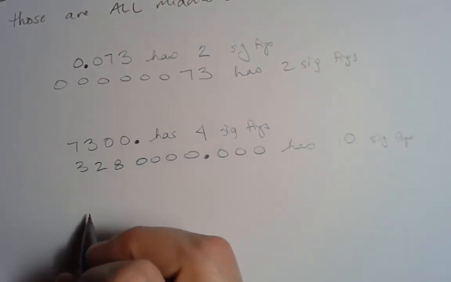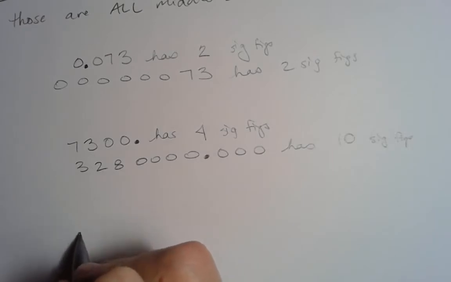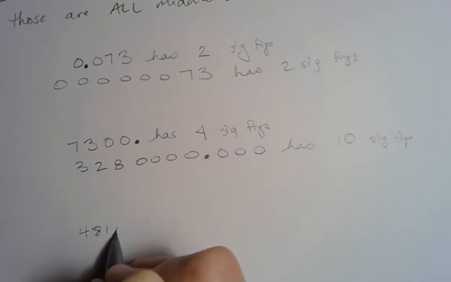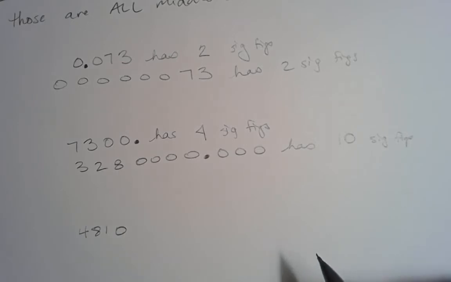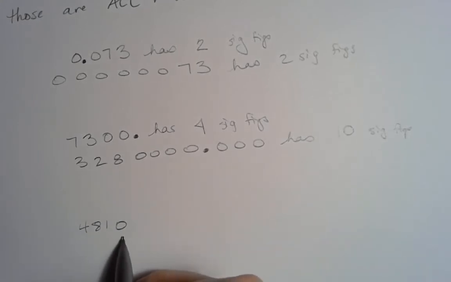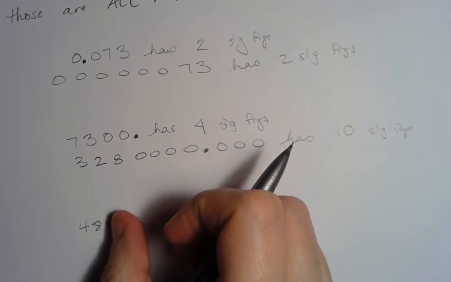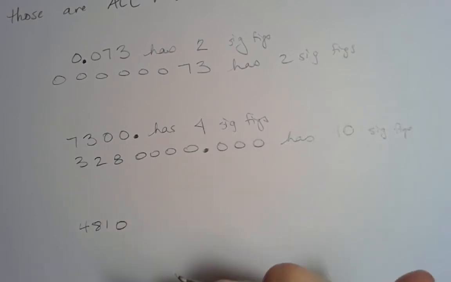Let me give you some examples that are not significant. That's an ending 0 right there, but there's no trailing decimal. That is not significant. It says a big number. This is 4,810. Without that 0, it would be 481. You need the 0 to show how big it is.